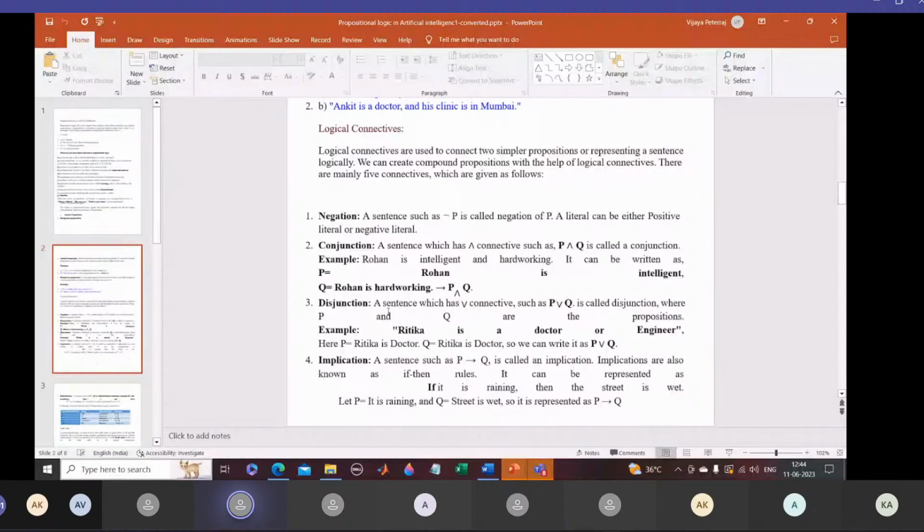For example, Rohan is intelligent and hardworking. Now, how can you write it? நம்ம first வந்து Rohan வந்து intelligent, இன்னொன்னு வந்து Rohan வந்து hardworking. They are going to represent Rohan is intelligent and Rohan is hardworking.